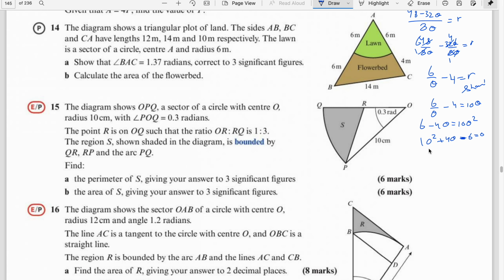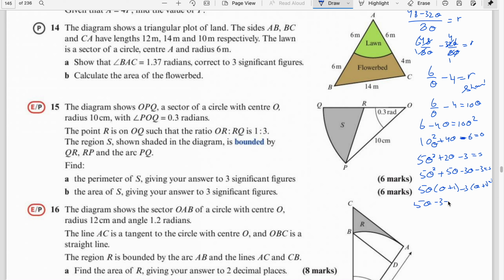Divide the whole equation by 2. That is 5 theta squared plus 2 theta minus 3 is equal to 0. So 5 times 3 is 15, we adjust with 5 theta minus 3 theta minus 3 is equal to 0. Taking out common, 5 theta, that is theta plus 1, minus 3, that is theta plus 1 equals 0.